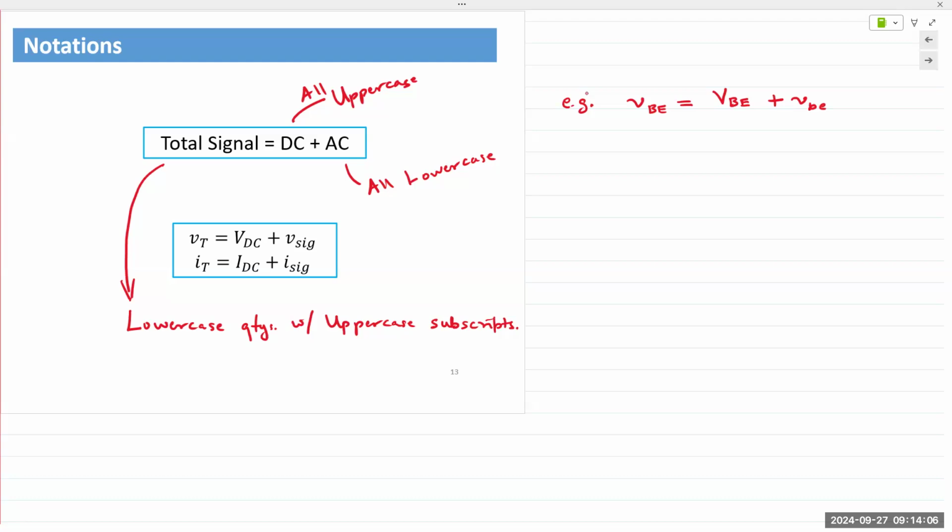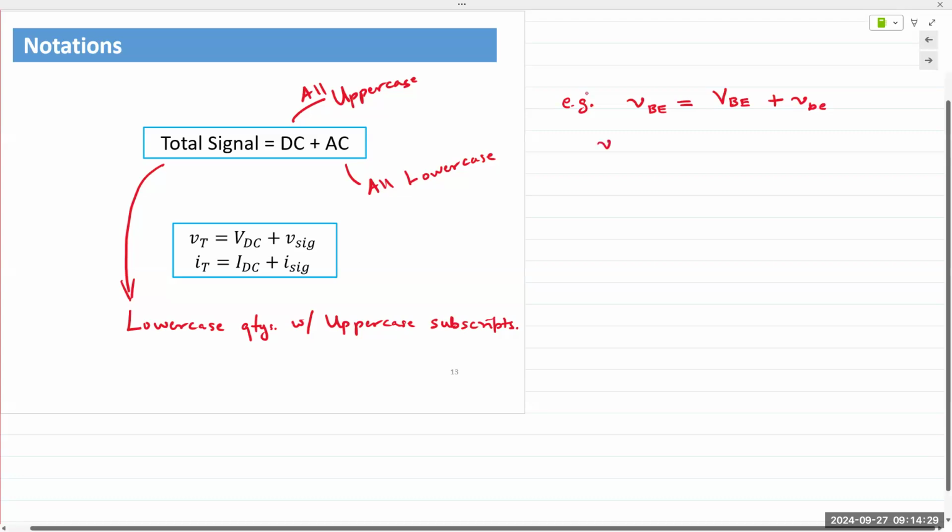Okay. When you perform the labs, if it's asking you to measure, depending on the notation that is being used, it might be asking you to measure the DC only, or it may be asking you to measure the total AC plus DC signal at that junction. Make sense, right?